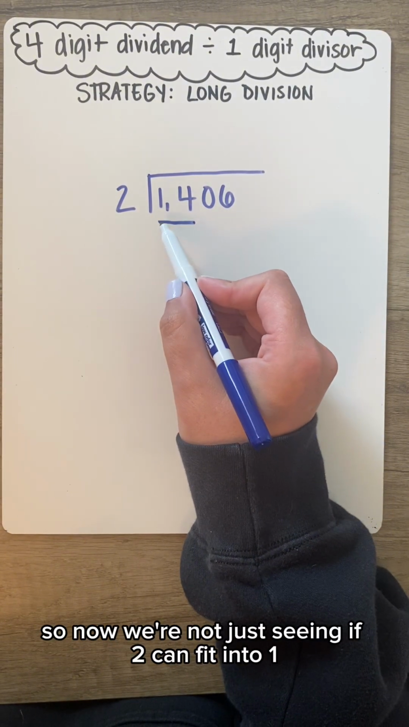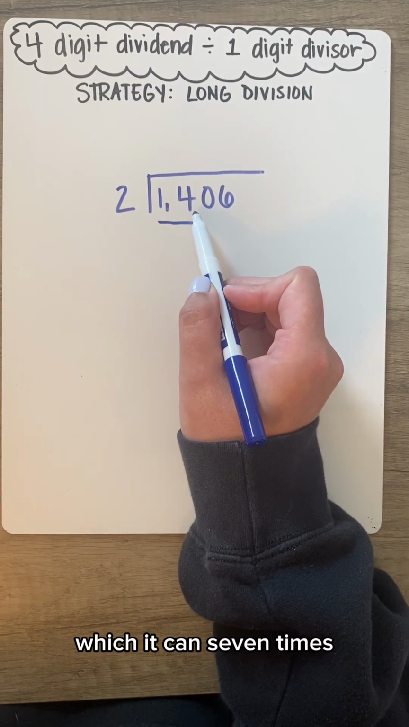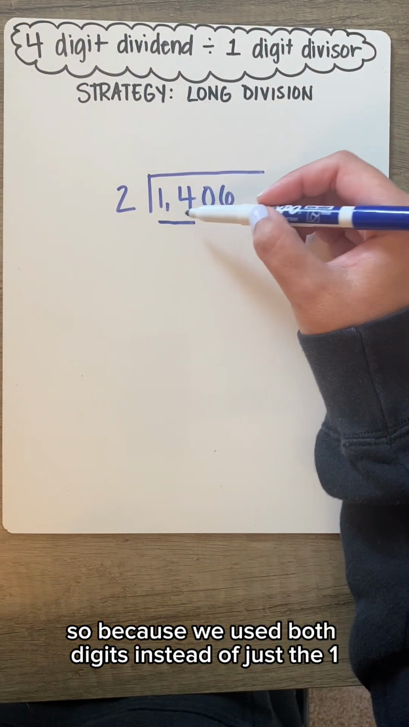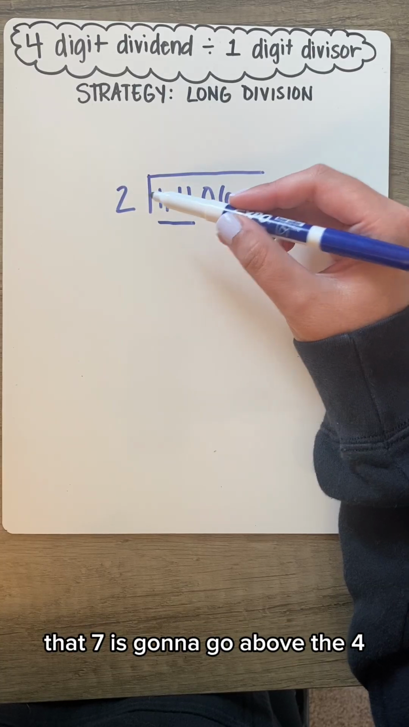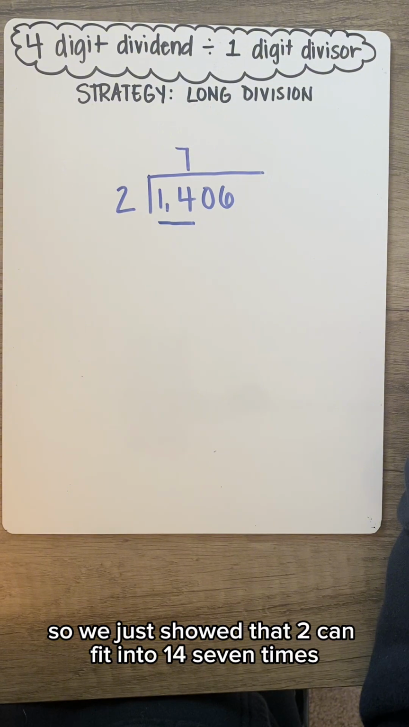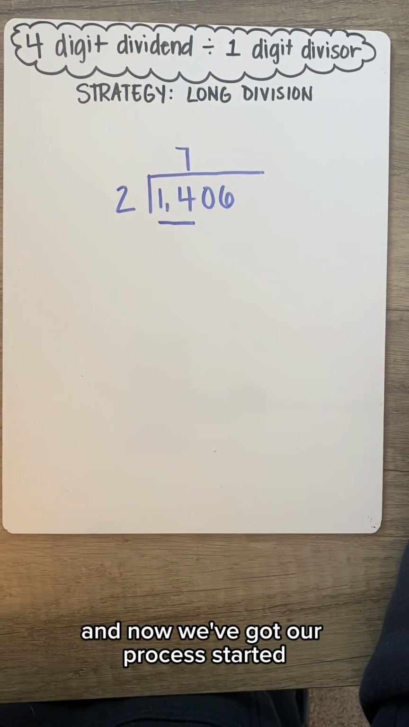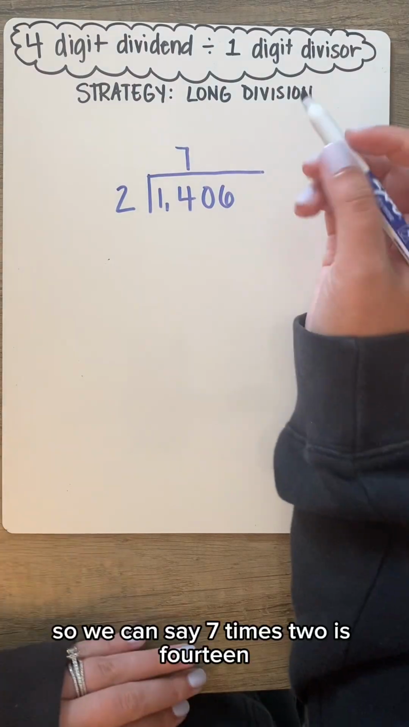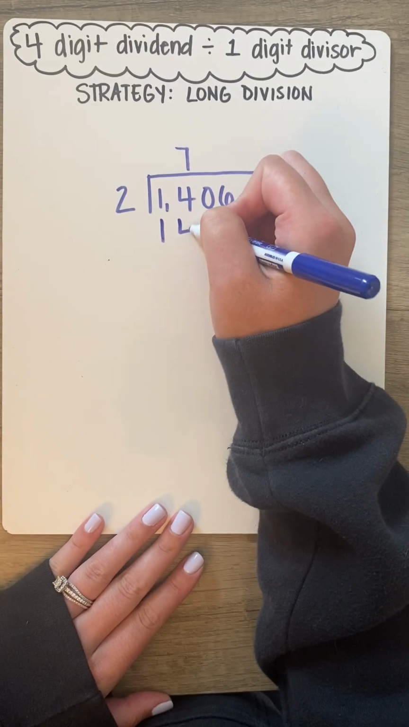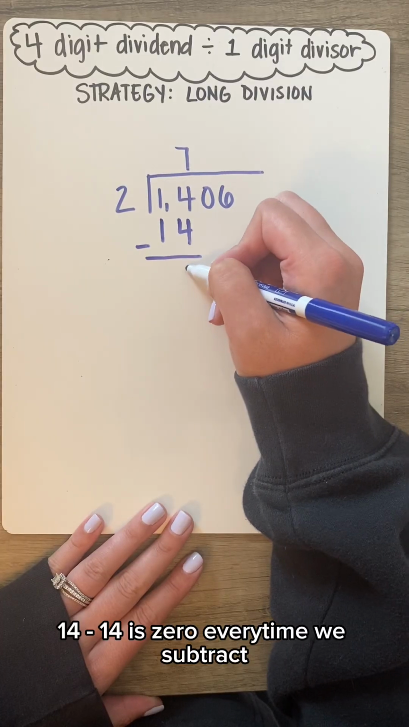So now we're not just seeing if 2 can fit into 1, we're seeing if 2 can fit into 14, which it can 7 times. So because we used both digits instead of just the 1, that 7 is going to go above the 4. So we just showed that 2 can fit into 14 7 times. And now we've got our process started. So we can say 7 times 2 is 14. Subtract. 14 minus 14 is 0.